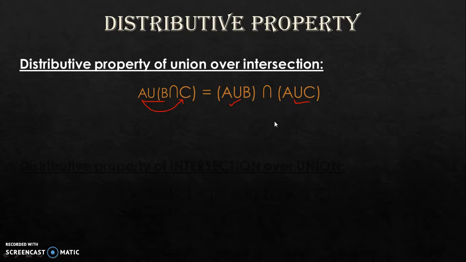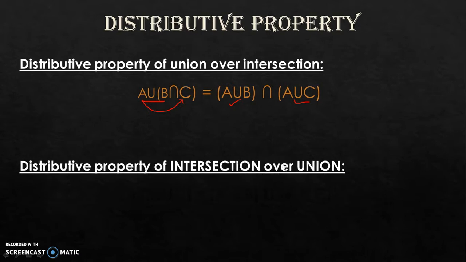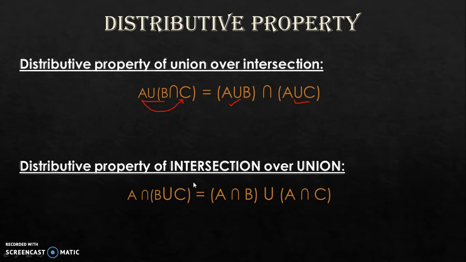And similar applies on intersection over union. Exactly, it is the opposite of this property, where we have to find the union of B and C first, and then we have to find its intersection with A. Either we can find it like this, or we can first find the intersection of A and B, second find the intersection of A and C, and then find their union. Even if we do it either way, we'll get the same answer, and this is called the distributive property.